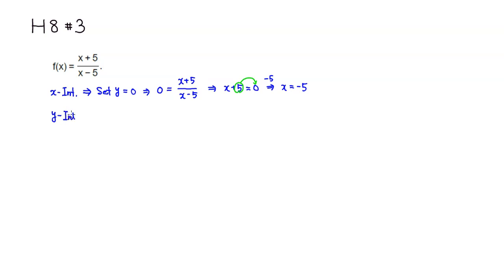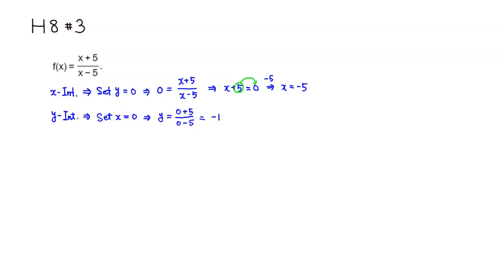Now the y-intercept. In order to find the y-intercept, all you have to do is set the other variable, in this case x, equal to 0. So y is going to be simply plugging in 0: 0 plus 5 over 0 minus 5. 5 divided by negative 5 would be negative 1. So the y-intercept is negative 1.